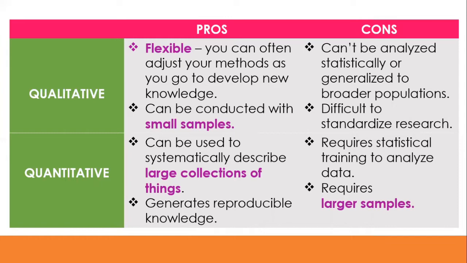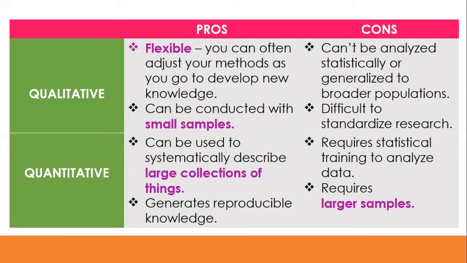However, the downside of qualitative data is that it can't be analyzed statistically or generalized to broader populations. This means that the reason it can't be analyzed statistically is that the nature of the data is more descriptive, not numeric. And so by that itself, it's very hard for the researcher to analyze the data statistically. And aside from that, it is also difficult to standardize research.